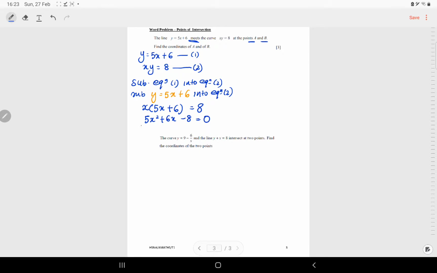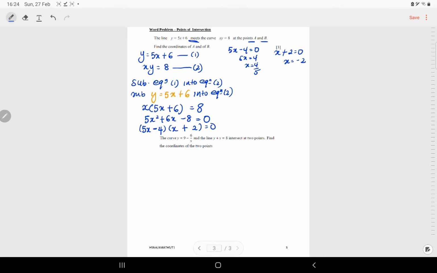You can try to factorize it first. That will give me 5x and x. I have a constant 8 here, so let's try with factors 2 and 4. Yep, and then that will give me plus 10x minus 4x, which gives me positive 6x here. So what that gives me: 5x minus 4 equals 0, so 5x equals 4, x equals 4 over 5. That is one of my x values. And then x plus 2 equals 0, so x equals minus 2.